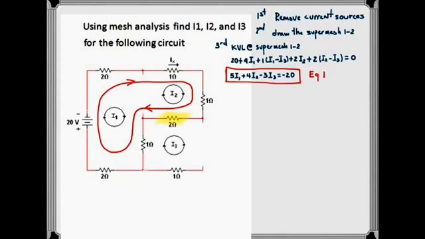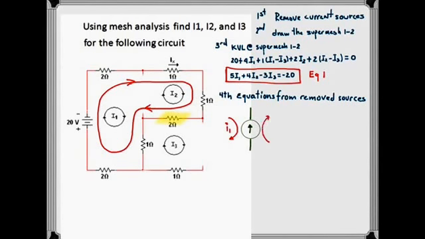We see that we have three unknowns, I sub 1, I sub 2, and I sub 3, so we need more equations. And now we're going to write equations from the removed sources. The first removed source was a 1 amp source between mesh 1 and 2. So we write the 1 amp current, I sub 1 in the opposite direction, current I sub 2 in the same direction. So we write I sub 2 minus I sub 1 equal to 1. And that will be our equation number 2.